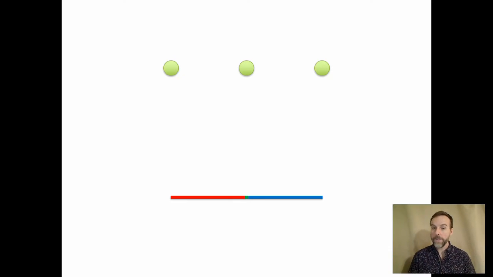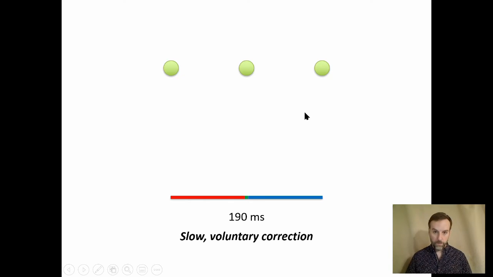So in a way, that's actually good news for anti-tracking, because in anti-pointing, remember, the fast automatic system took us in the wrong direction, and then we had to correct in the opposite. Here, the fast automatic system isn't involved, so we don't start moving in the wrong direction, which is good. They looked at when this correction occurs, and as you would predict, they found it was at 190 milliseconds. Again, evidence that it's just the slow voluntary system that allows us to track a target.